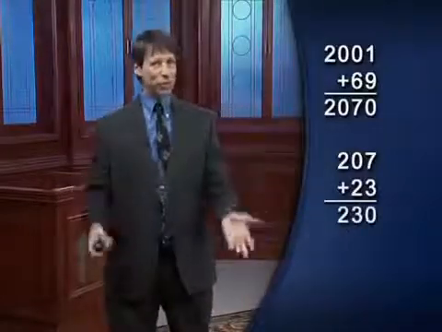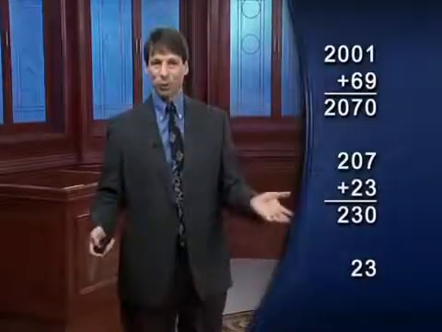Let's create another 0 by adding 23. 207 plus 23 is 230. Kill the 0 to get 23. Yes, 2001 is a multiple of 23. In fact, it's 23 times 87.